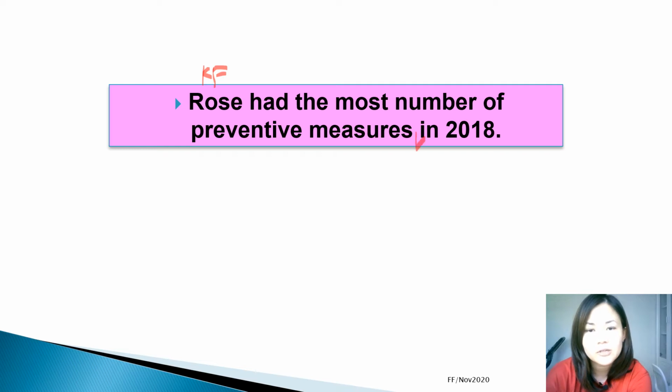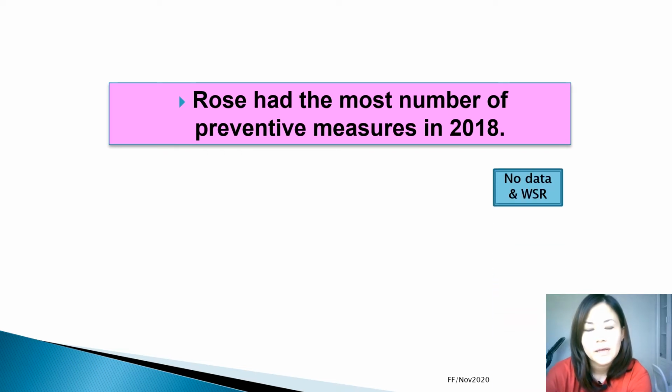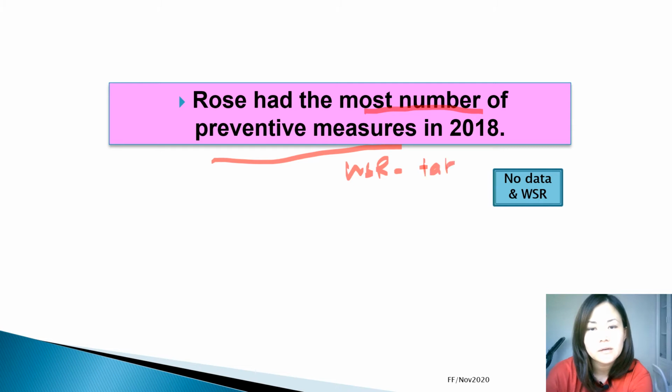Okay. Omission. This one is considered as wrong subject reference because the word taken is omitted. Also, no data. What is the number of preventative measure? Not given, so it's wrong.